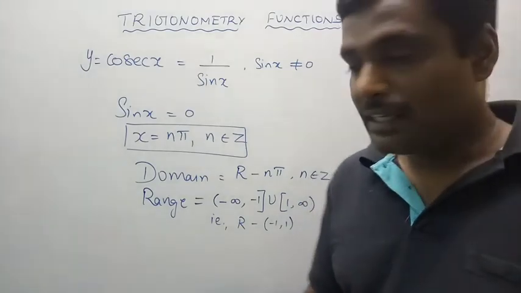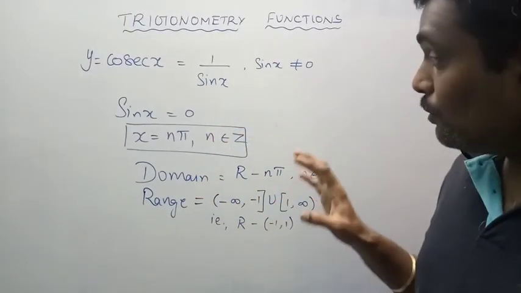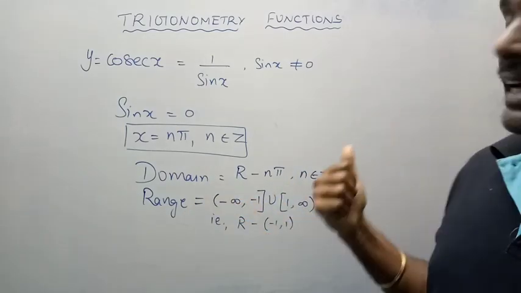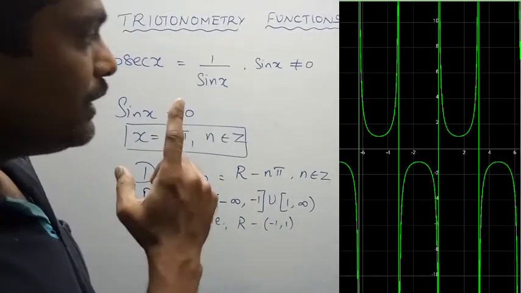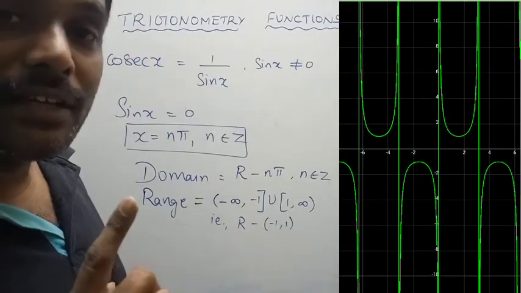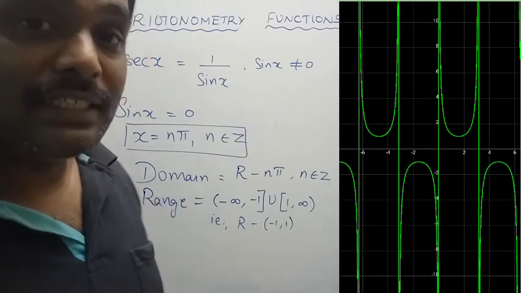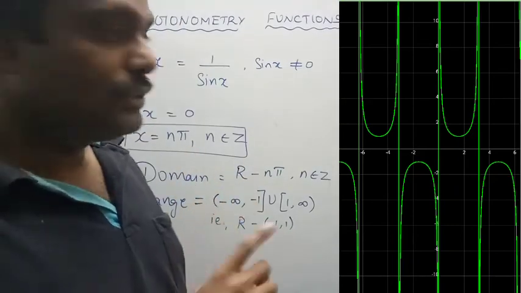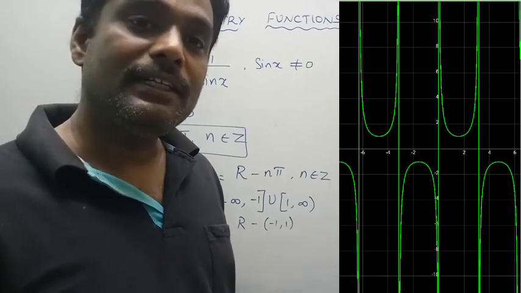So can you understand the domain and the range of cosecant x? Is it clear? Here also we discussed the domain and range values based on the graph. When you remember it in such a way, you can easily recall it and you won't get any confusion at the same time. Is it clear? So this is cosecant x. Here we discussed mainly domain and range. Is it clear?